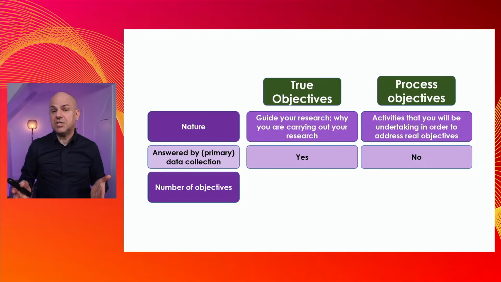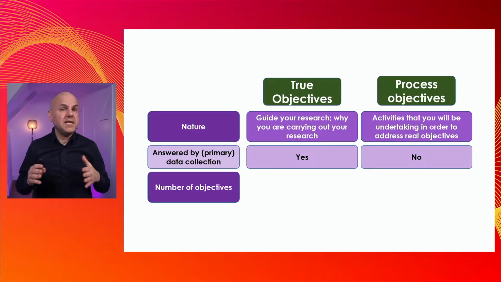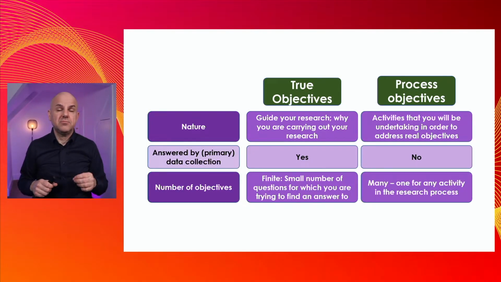Whereas process objectives, they are not addressed by the primary data collection. They are in fact related to making sure that you collect good data from which you can then draw conclusions about the true objectives. Another important difference between the 2 objectives is that in terms of the true objectives, there are only a small number of questions. Your research is driven by the aim and a small number of questions.